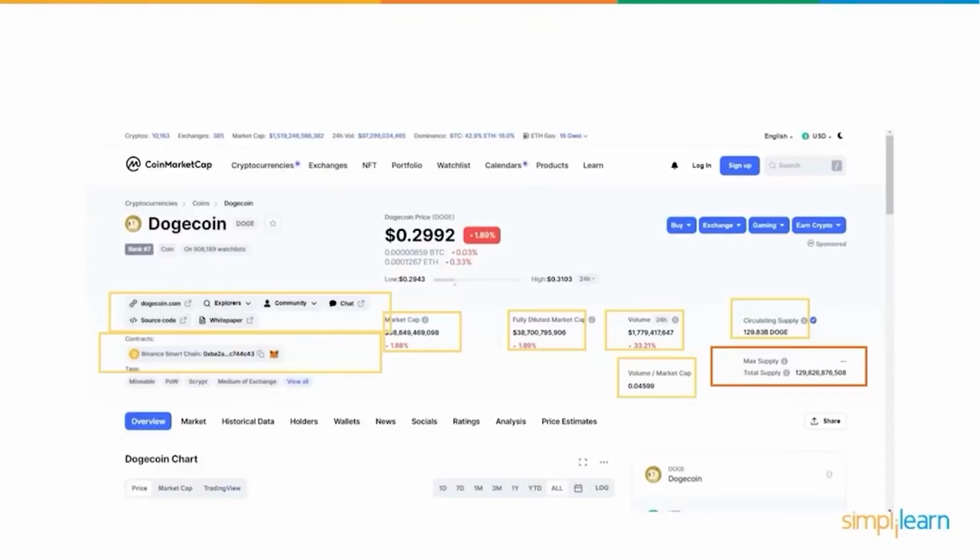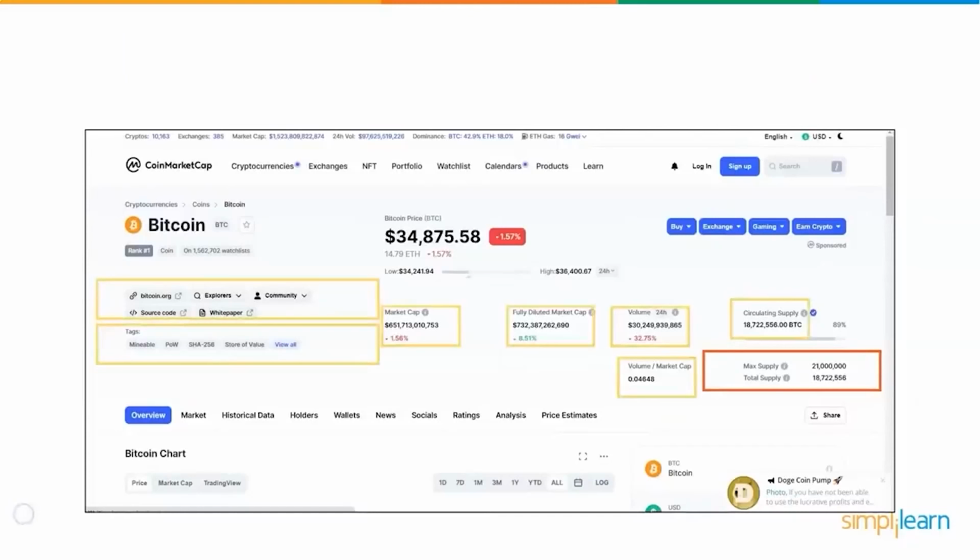Next is Bitcoin. Similar to Dogecoin, you can see the red box on the right side of the graph shows the maximum supply of Bitcoin. On the extreme left, you can see first the options that you can use according to your requirement. Like if you want to know more about Bitcoin, you can go for the first option, that is www.bitcoin.org, which will lead you to the official website of Bitcoin. Right beside the more option, you can see the market cap value of Bitcoin, which is 651,713,010,753. It is the total value of Bitcoin in circulation.